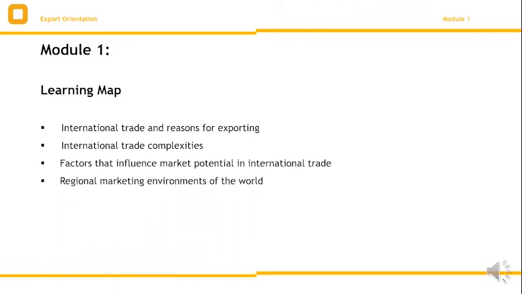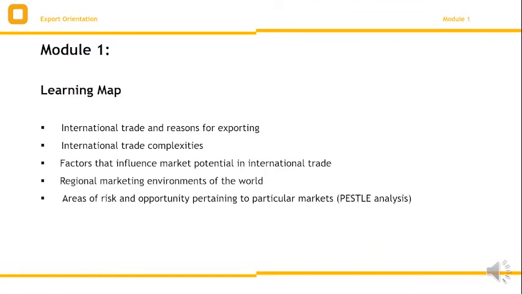Then we're going to look at regional marketing environments of the world. Then we're going to look at areas of risk as well as opportunity to particular markets. We'll specifically look at how you go about doing a PESTEL analysis, which is looking at the macro environment of a specific country that you are wanting to export to. We will then close off Module 1. We will look at the readiness to export. We will have a step-by-step checklist of the things that you need to do in order to assess that you are ready to actually indeed export your product or your service.